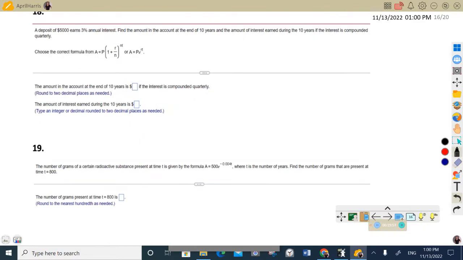All right. Number 18, a deposit of $5,000 earns 3% annual interest. Find the amount in the account at the end of 10 years. First of all, it's annual interest, 10 years, and find the amount of interest earned during the 10 years if the interest is compounded quarterly. So they want you to choose which formula to use. This is the compound interest formula. This is compounded continuously.